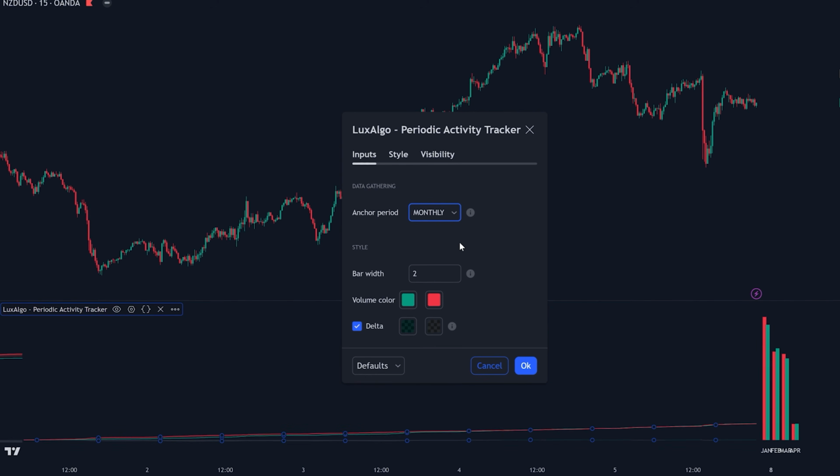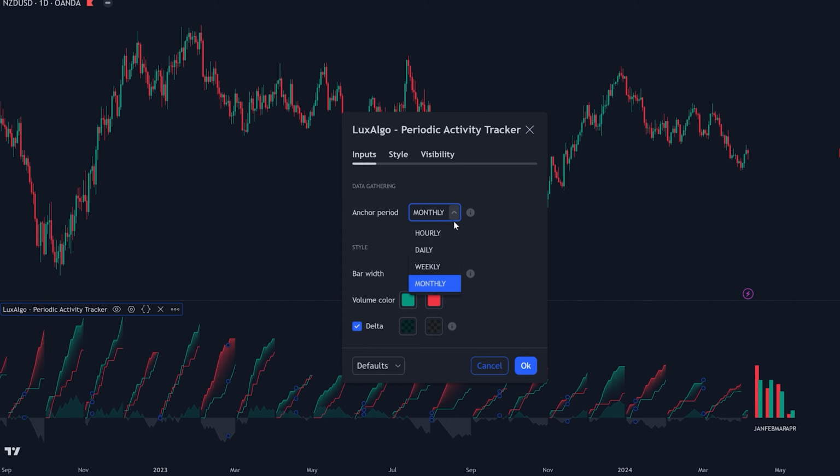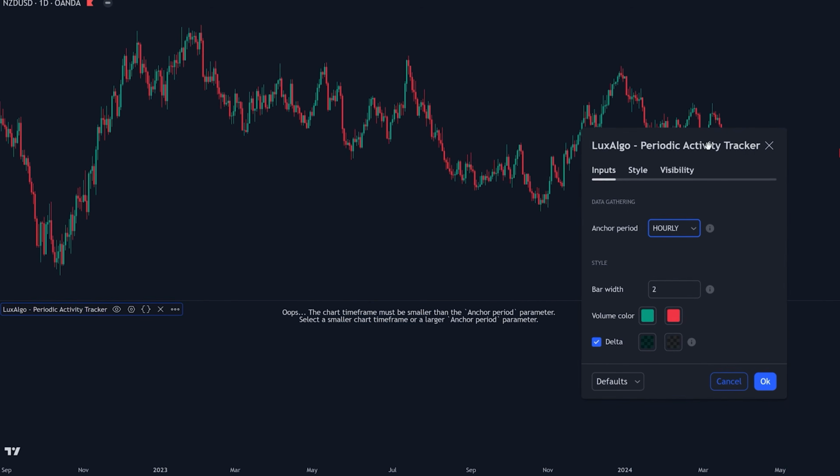This feature allows you to tailor the tool to your trading style, whether you prefer quick intraday trades or longer-term strategies. It's important that the chart's time frame is shorter than the selected anchor period. If not, you'll see a warning, reminding you to adjust for proper display and analysis.